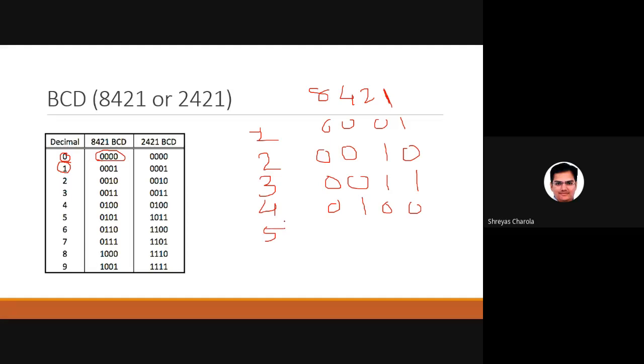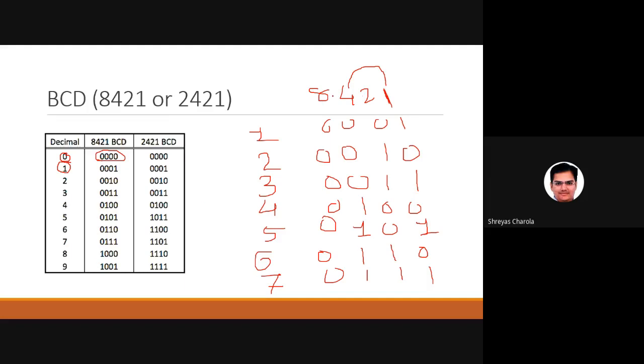What about 5? Which two numbers? 4 plus 1 will give you 5, and the rest of them are 0. 6 means 4 plus 2, that is 0, 1, 1, 0. The 7 means 0, 1, 1, 1, since 4 plus 2 plus 1 is 7. So this is how the numbers came, and that is what we call 8421.